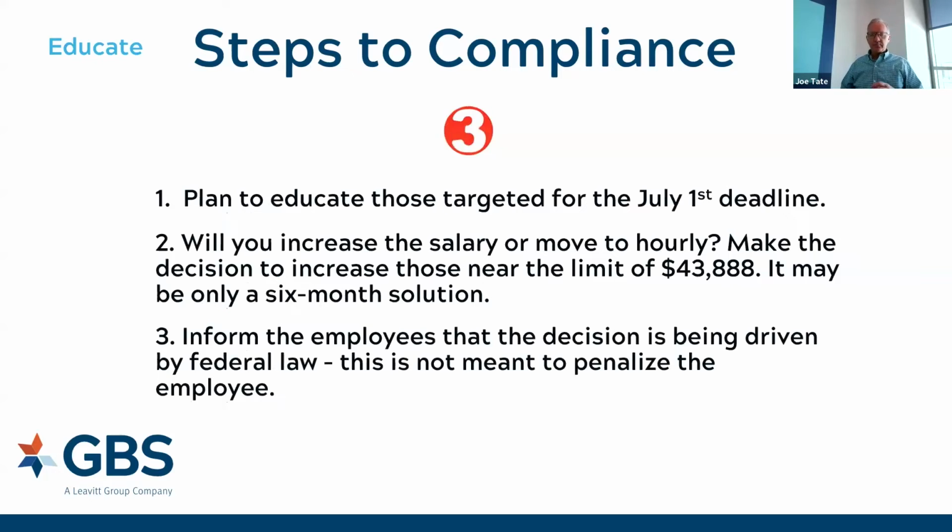Step number 3, with these employees who may be impacted, we need to educate. So we're going to plan on educating those, especially that first group, if they're impacted by the July 1st deadline. So we'll put a plan together. I would be patient about when I'm going to talk to those employees. And that's the decision that we're going to make. Will you increase their salary or will you move them to hourly? And how close are they to that limit of 43,888? And it may only be a 6-month solution with bigger numbers coming January 1st.